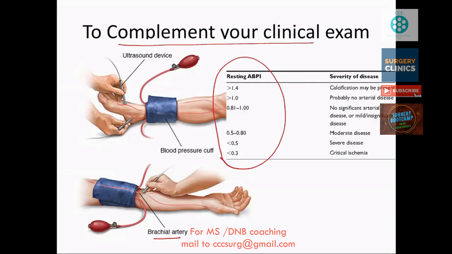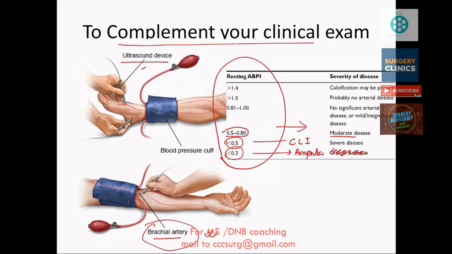The examiner will ask you, because you remember that you need a handheld Doppler, which will measure both the brachial artery pressure and the ankle pressure, and then quantify this. Pet question: 0.5 to 0.8 is moderate disease. Less than 0.5 is technically called critical limb ischemia. And less than 0.3 is always about an impending need for an amputation.